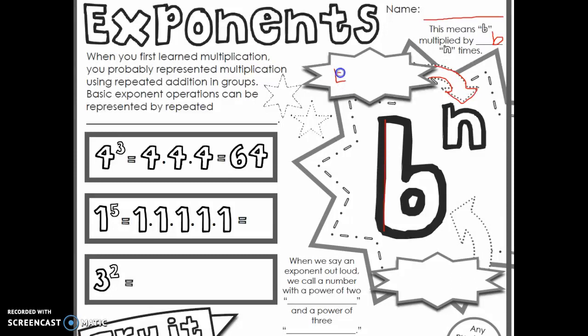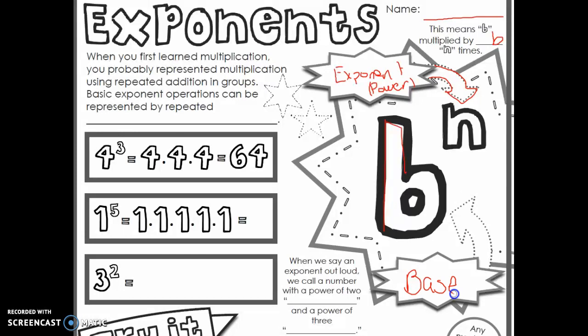So let's write that in so we don't forget. That is the exponent. Sometimes we call it the power. I'm doing this on my computer, so it's very hard to write. Exponent or power. This b down here is the base. Make sure you write that in.